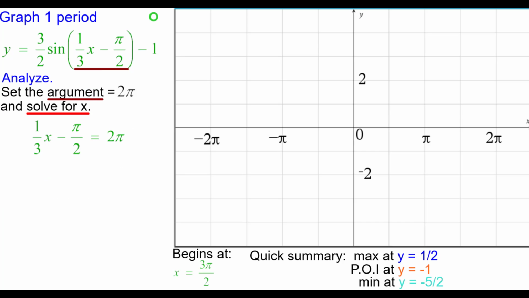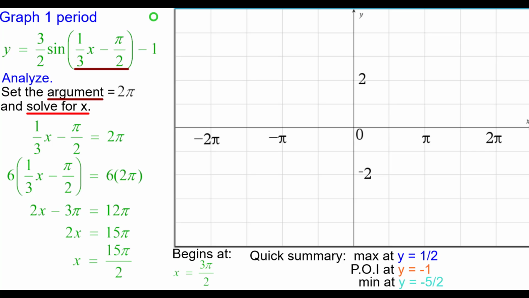Again, we'll multiply each side by 6, and that will leave us with 2x minus 3 pi on the left and 12 pi on the right. Add 3 pi to both sides and divide both sides by 2. And so the period is going to end at positive 15 pi over 2.